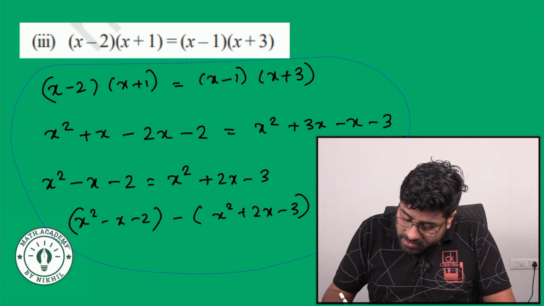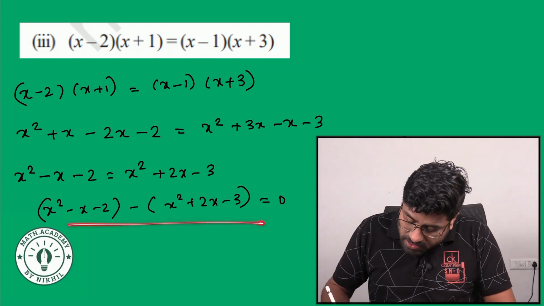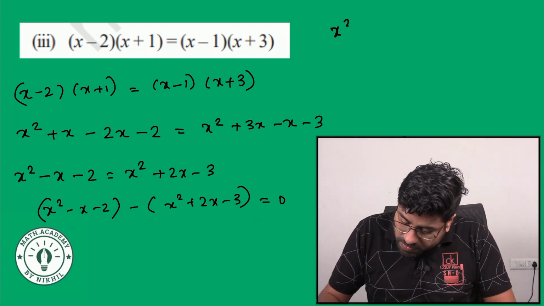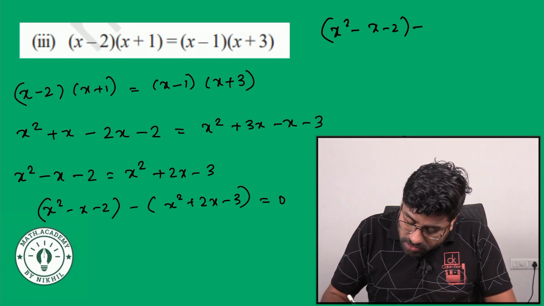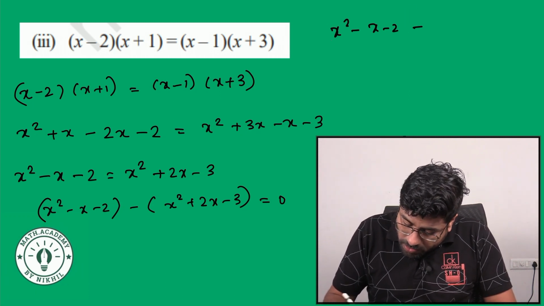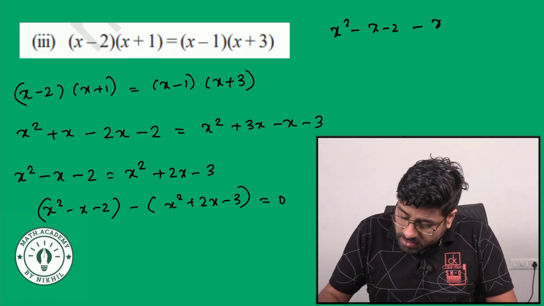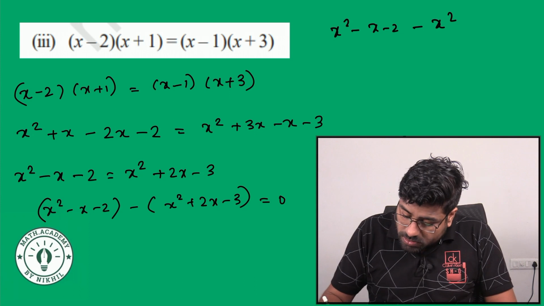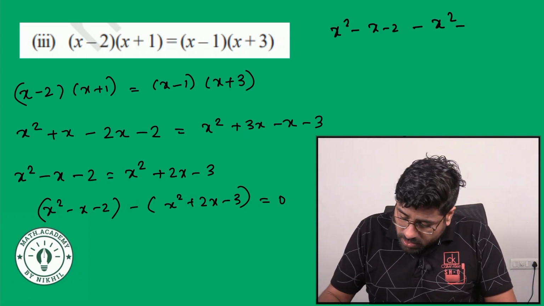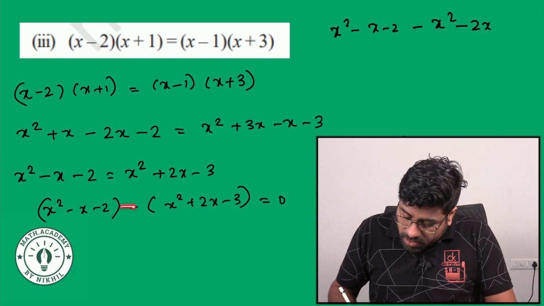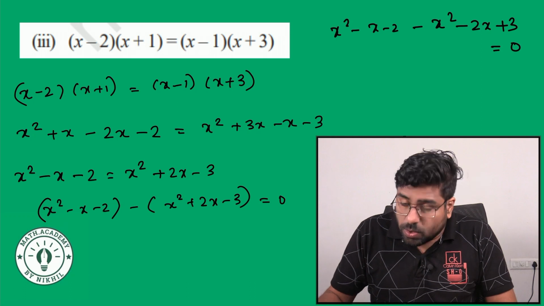Before simplifying, I'll just make it a little bit smaller. Alright, yes. Now let's simplify the expression. We'll open the bracket. So this becomes x square minus x minus 2. When I'm opening the bracket, you'll have minus of plus, which is going to become minus x square. Minus into plus is going to be minus, so it is going to be minus 2x. And you have a minus and a minus. Minus into minus is going to be plus, so it is going to be plus 3 is equal to 0.